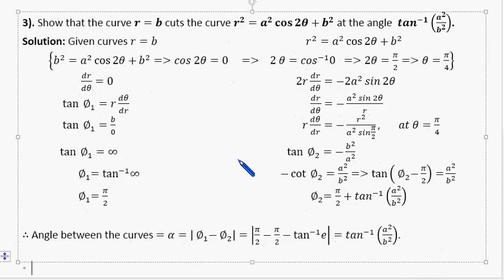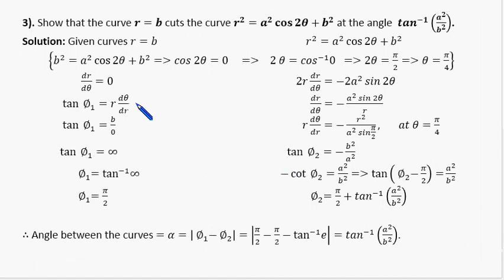Show that r = b cuts the curve r² = a² cos 2θ + b² at the angle tan inverse of a²/b². So what is the first curve? The first curve is a constant term, that is r = b. When I take the square on both sides, r² = b². Equating these two terms, we can find out the value of theta.